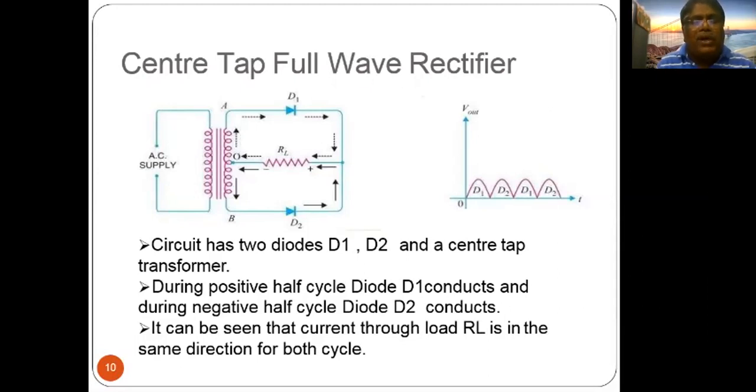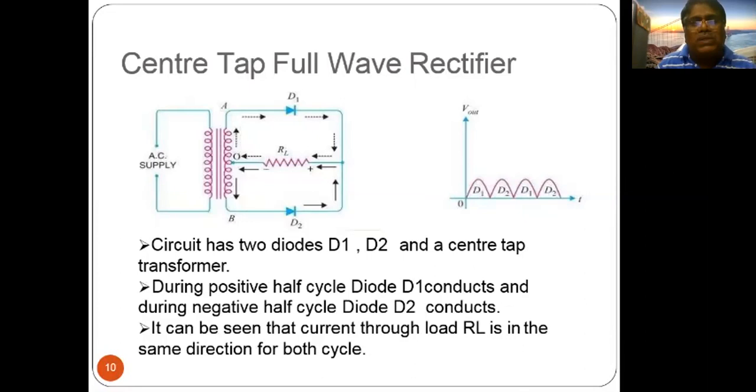Next, during the positive half cycle, diode D1 conducts, and during the negative half cycle, diode D2 conducts. So that means during the positive half cycle, only diode 1 conducts. At the same time, D2 is non-conducting. Whenever you do that, during the positive half cycle, D1 is on and D2 is off. During the negative half cycle, D1 is off and D2 is on.